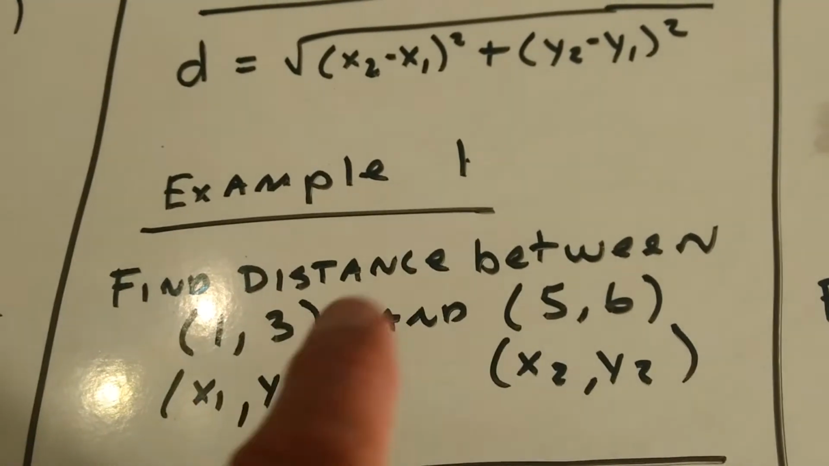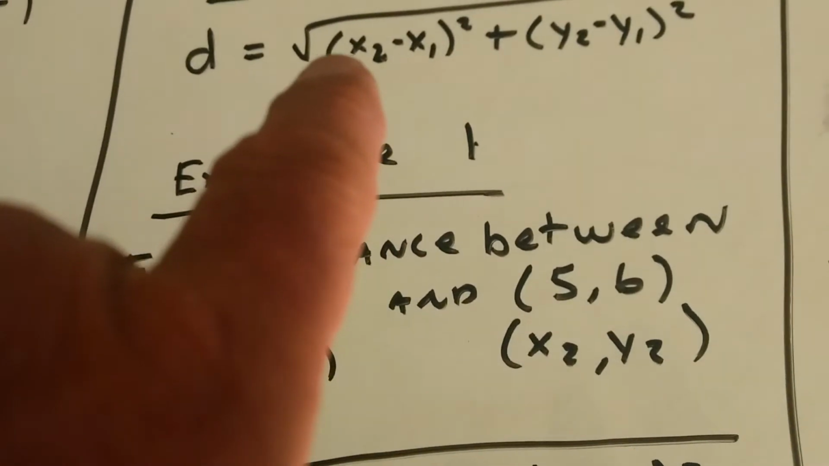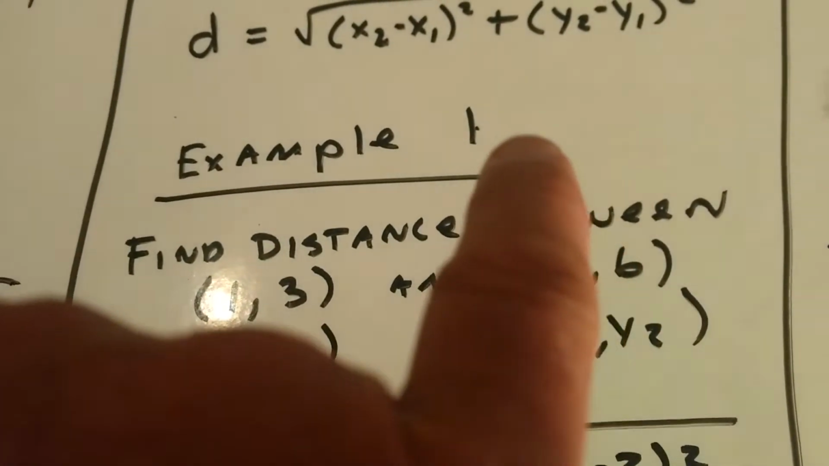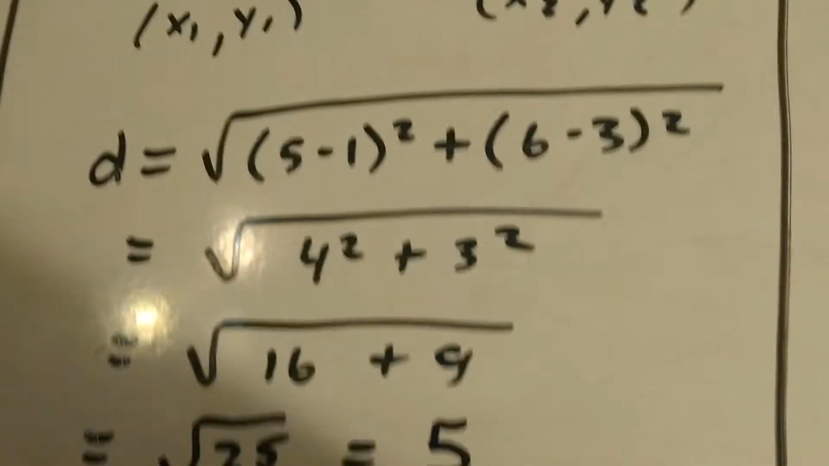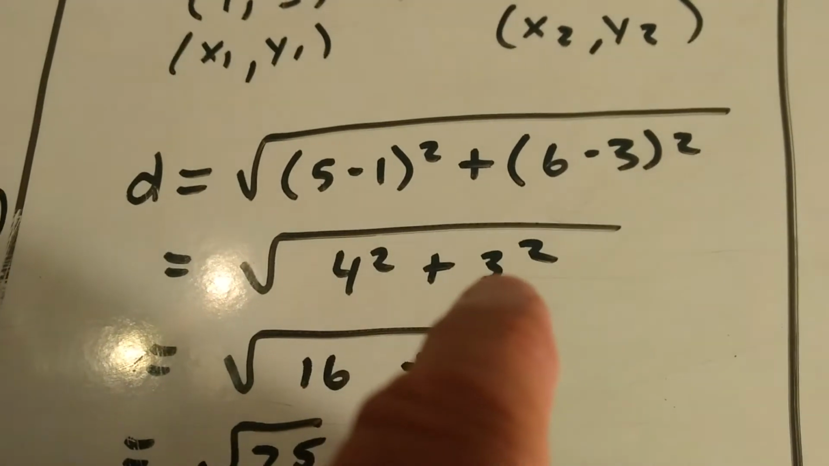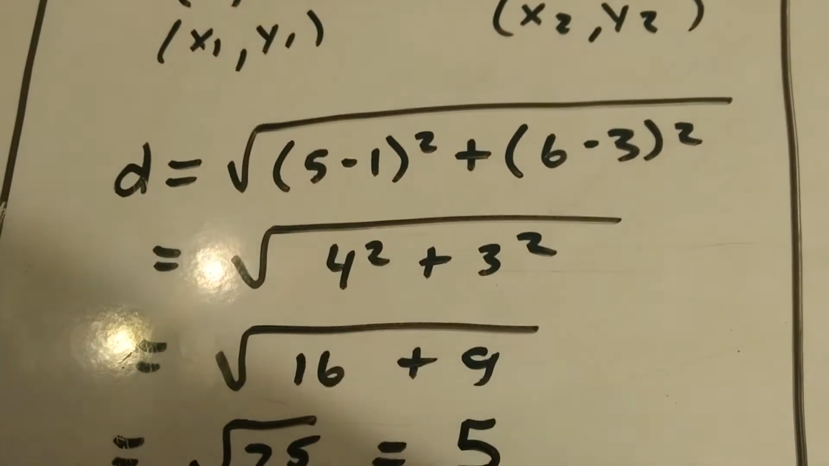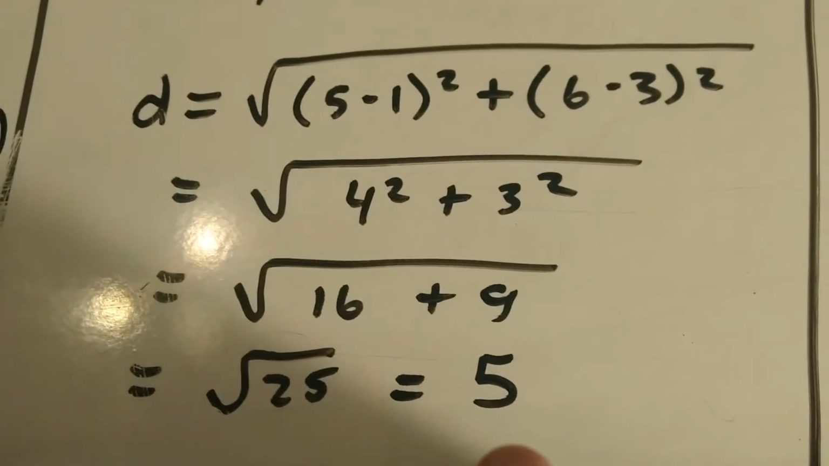For instance, this 1 is going to go here, this 5 is going to go here, this 3 is going to go here, this 6 is going to go here. Then I just do the math. 5 minus 1 is 4, 4 squared is 16. 6 minus 3 is 3, 3 squared is 9, 16 and 9 are 25, square root of 25 equals 5.